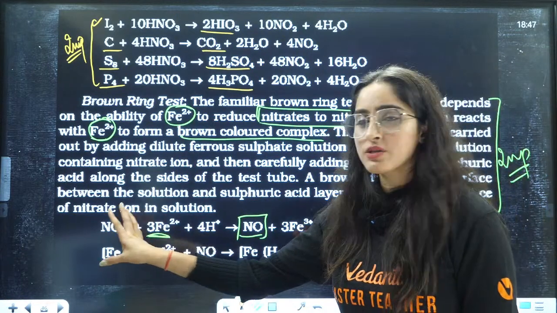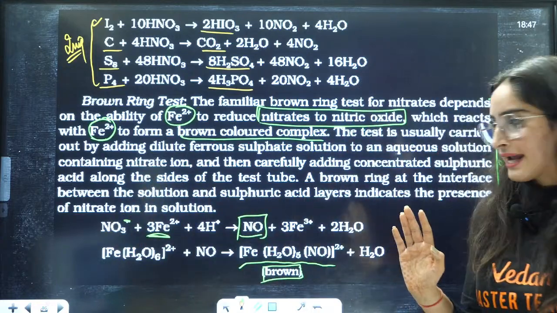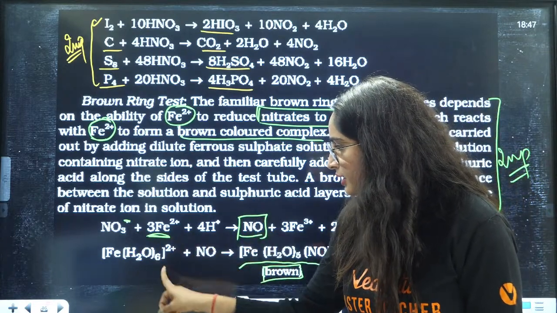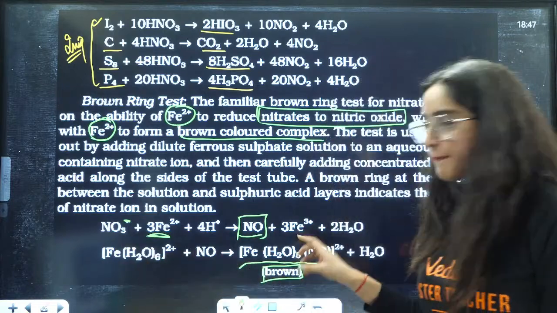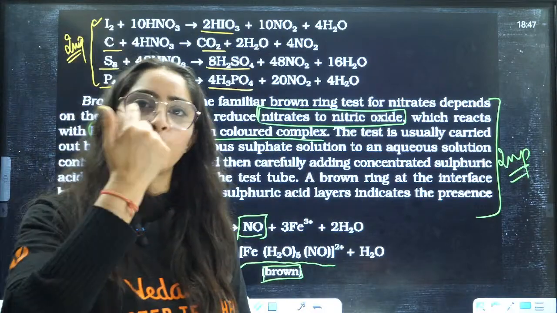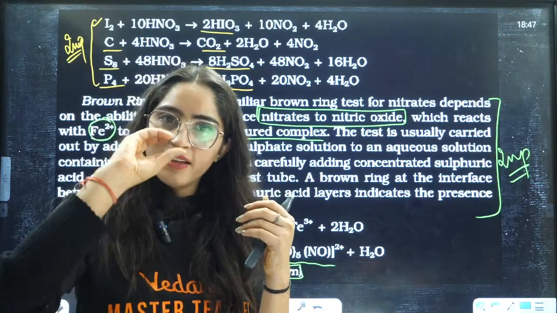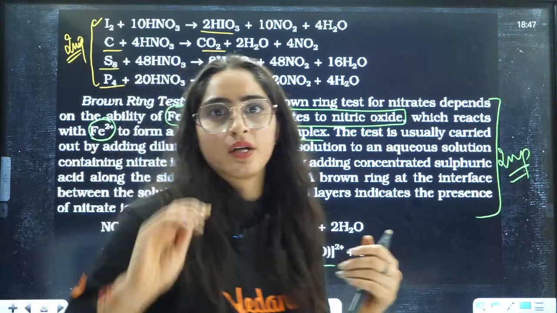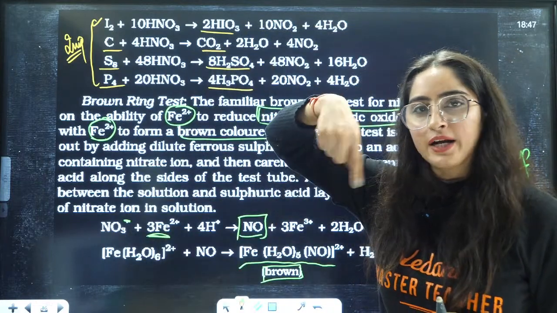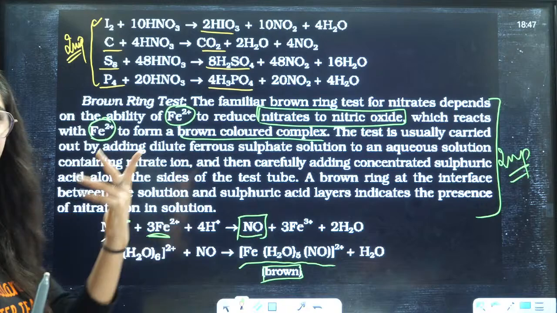Firstly, nitric acid is reduced to nitric oxide, right? Then this nitric oxide will further convert the compound to a brown complex. That is the identification of that brown ring. It's like a ring only in the tube, not basically that kind of ring. In the tube you will see a ring kind of situation, because if you see that tube from above, you will feel like there are circle rings here. So that is why it is called a brown ring. It is not exactly a ring, okay?